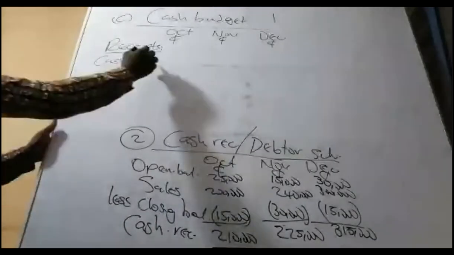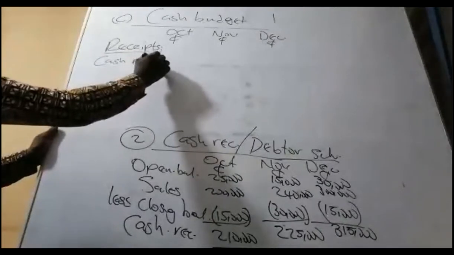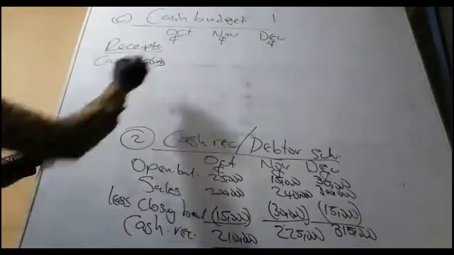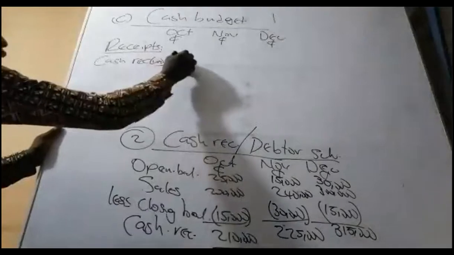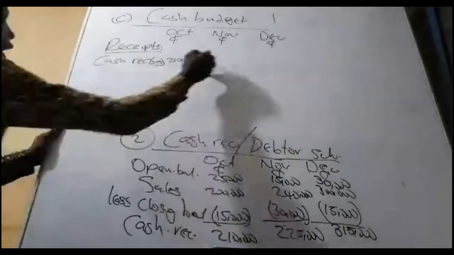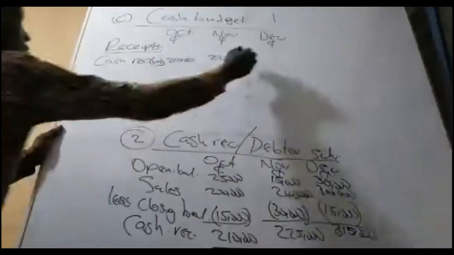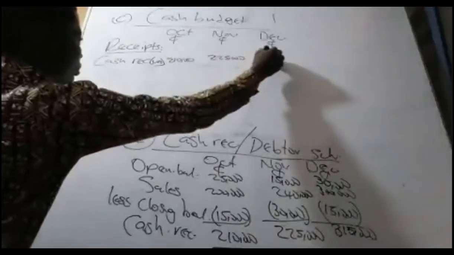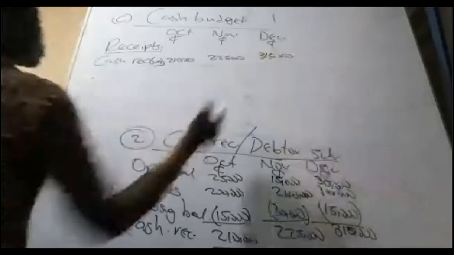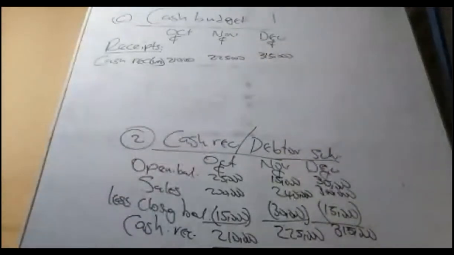So I come here and tell the examiner that workings number 2, I had 210,000. I had 225,000. I had 315,000. Then I'll move on to the next receipt.